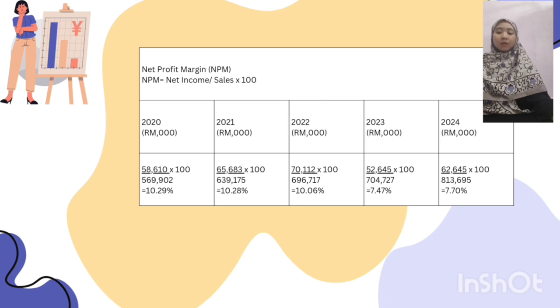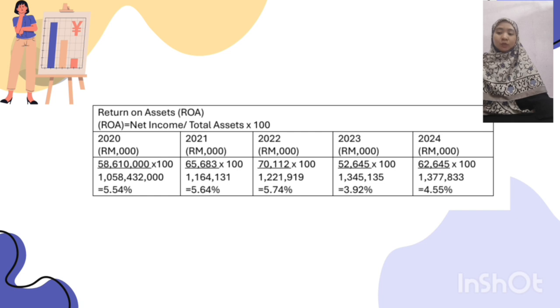ROA and ROE remained healthy and stable, although there was a slight dip in 2023 due to cost pressure, but improvement in 2024.